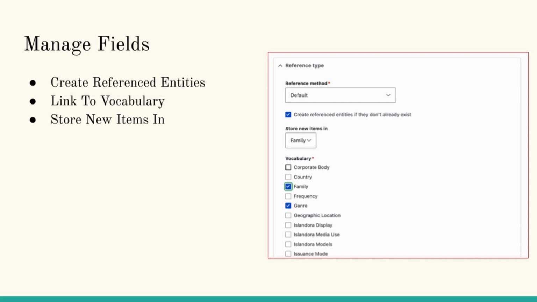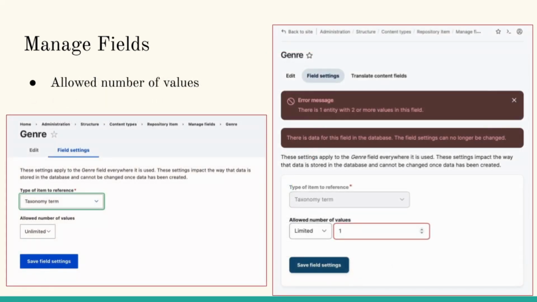The other settings, and these are some that you won't necessarily be able to change after the fact, are under field settings in the edit fields. One of them, I won't talk about too much, is the type of item to reference. This is because entity reference fields can refer to a lot of different types of entity in Drupal. The main one we use is referring to taxonomy terms.